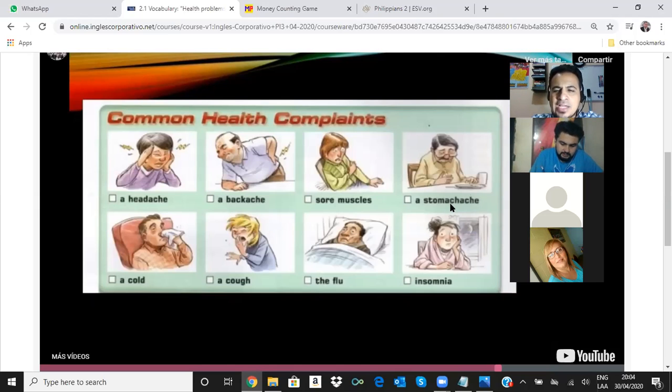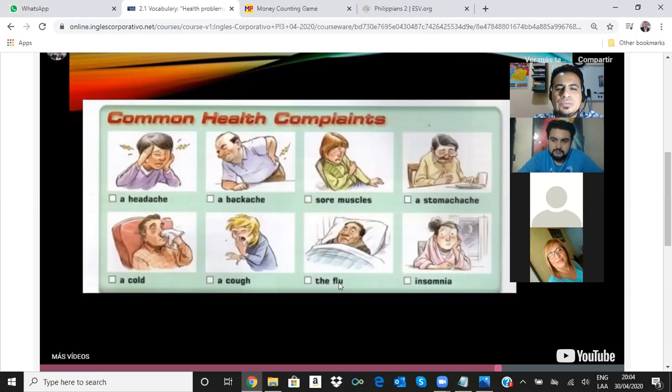Stomach ache. En algunos casos en el inglés la CH tiene otro sonido, que es el ch, como por ejemplo church. Church. But in this case, the CH is a K sound. Una K. Stomach ache. A cold. A cough. Cough. Do you see? It's like a F sound at the end. Cough. Like a F.